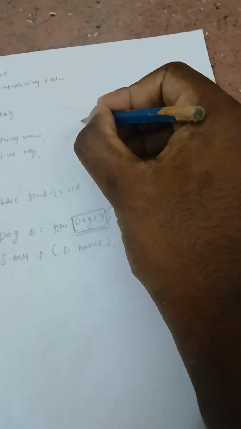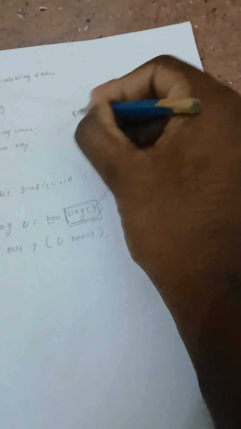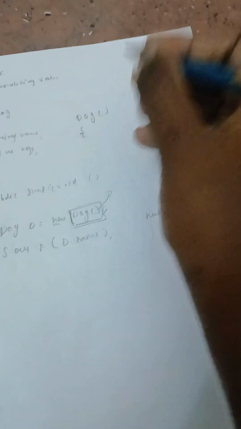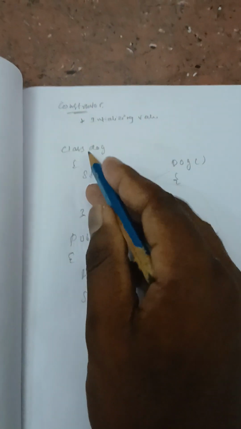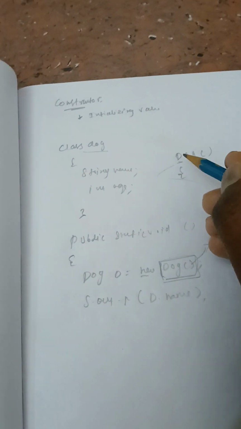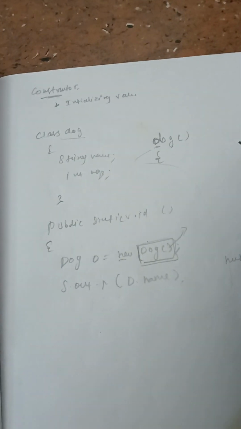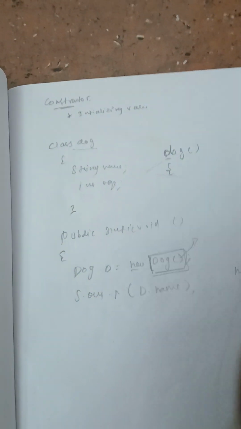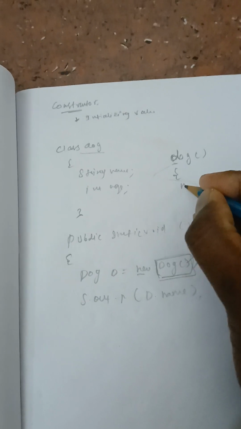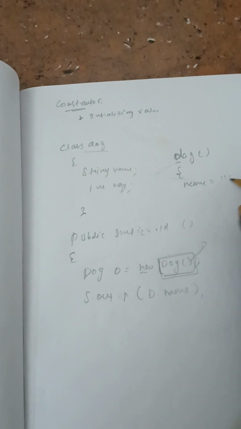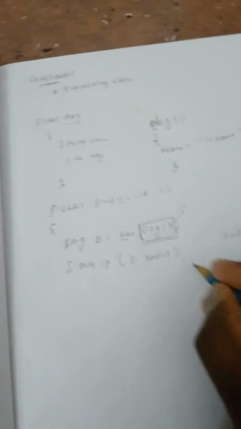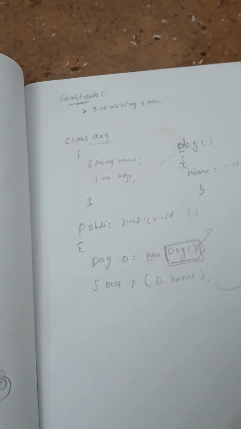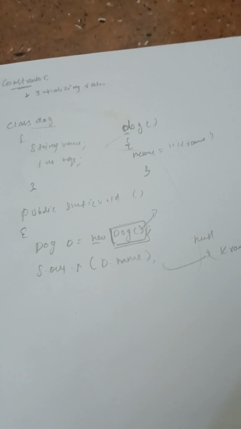Let's say the class, Dog(). This does not have any return type. It looks like a method, but it has the same name as the class and does not return any value. So let's say name equals Crane. Let's print out d.name. The output will be Crane. The dog's name is Crane. It is a default value.